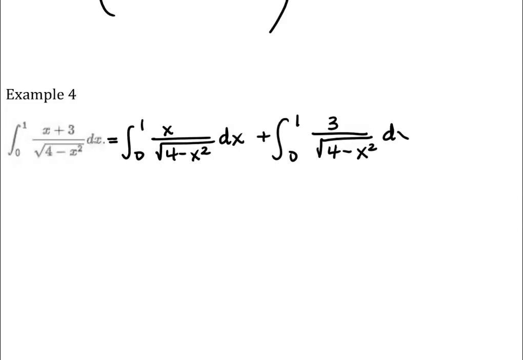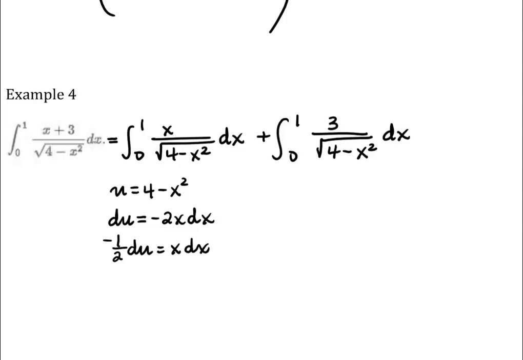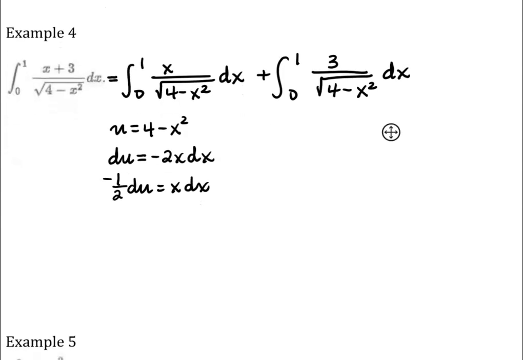Now for that first integral, we've already talked about how we could integrate that. The first integral we can integrate using u substitution. We can let u be 4 minus x squared, and then du would be a negative 2x dx, and then I could say that negative 1/2 du is x dx. And then I could go through with my substitution. I'm also going to go ahead and change limits in this one just so I don't have to worry about switching back to x. I'm going to go ahead and switch limits from x to u.